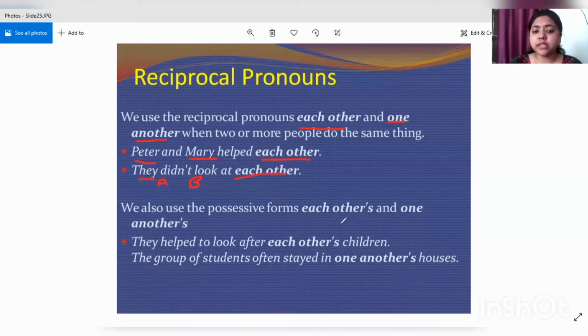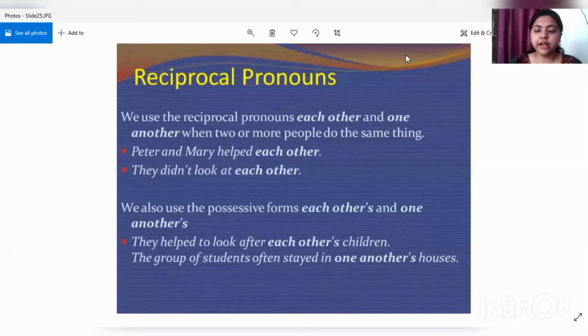We also use the possessive forms, each other's and one another's. They help to look after each other's children. Here we are using the possessive form of each other. Then, the group of students often stayed in one another's houses. Again, we are using the possessive form of the reciprocal pronoun.